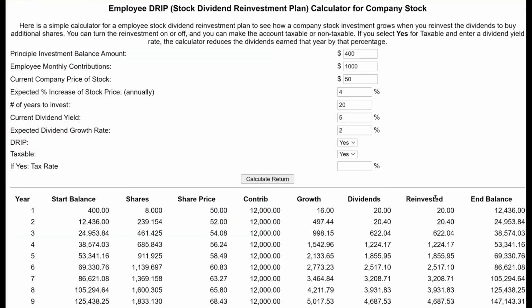Think of the possibilities of that $27,000 can bring to your life. So that is the power of dividend reinvestment, the compounding effect.